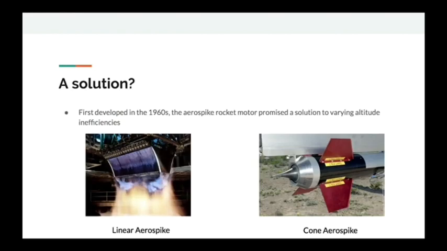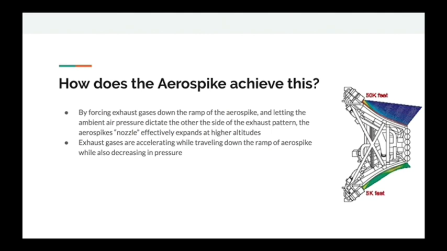The solution to this? Well, first developed in the 1960s, the Aerospike rocket motor promised a solution to varying altitude inefficiencies. So at the bottom you have two of these aerospikes, which is the linear aerospike and the cone aerospike. So how does the aerospike achieve this? Well, by forcing exhaust gases down the ramp of the aerospike and letting the ambient air pressure dictate the other side of the exhaust pattern, the aerospike's nozzle effectively expands at higher altitudes.